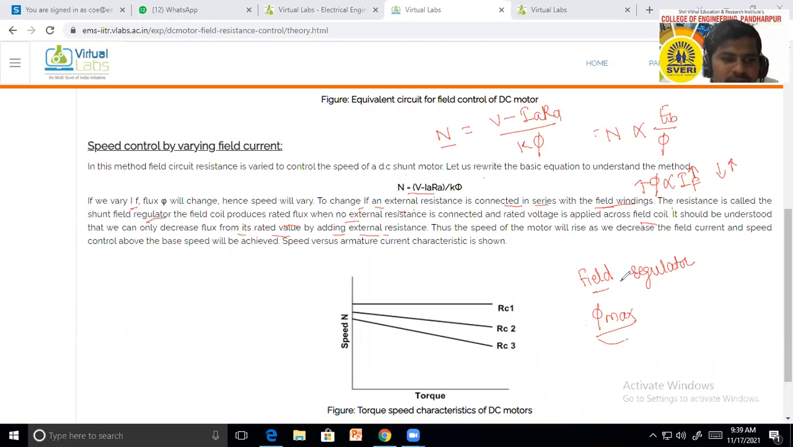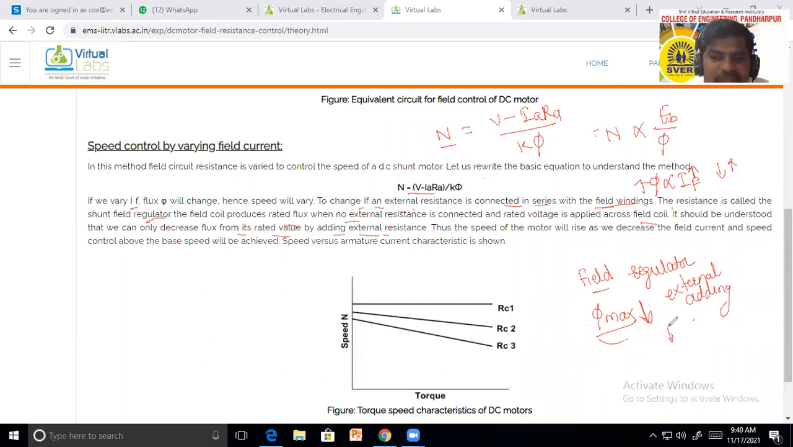Okay, see, we are decreasing the flux, the maximum flux created. We are decreasing the value of this flux by varying the resistance, or by adding the external resistance. Okay, what are we doing? We are adding the external resistance. So by adding the external resistance we are reducing the value of current, and by reducing the current, that means we are reducing the flux. From the rated flux, we are reducing the flux.